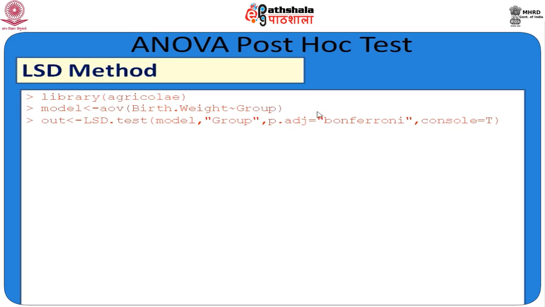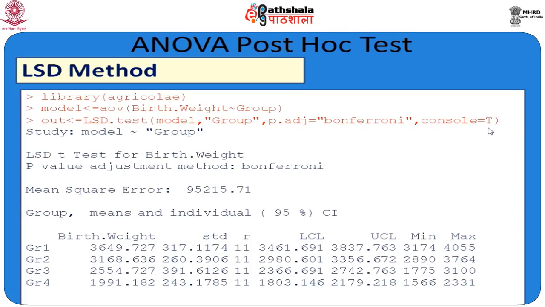So I'll do a Bonferroni correction here, and you should mention console equals true, otherwise it won't show you the output. If you put console equals false, it will run without showing anything unless you put it as true. So it will display the results in the console, and the results will be given in this fashion. This is the 95% confidence interval of the mean, and actually you need the last table, which is this table.